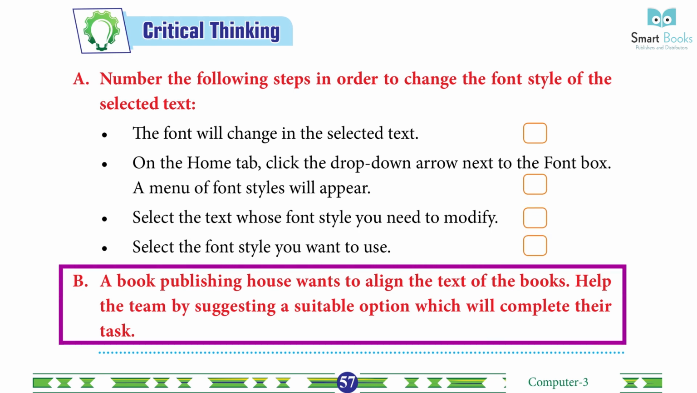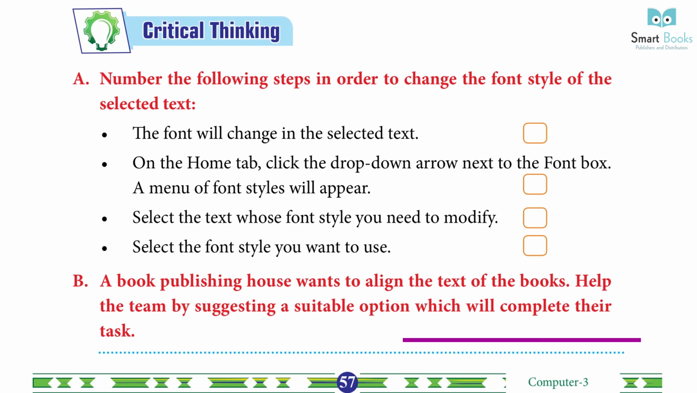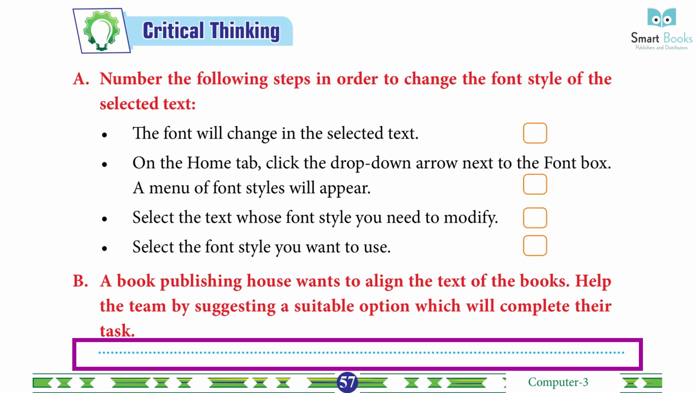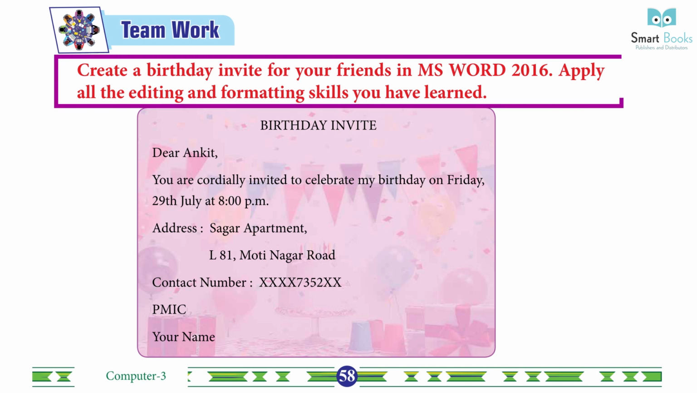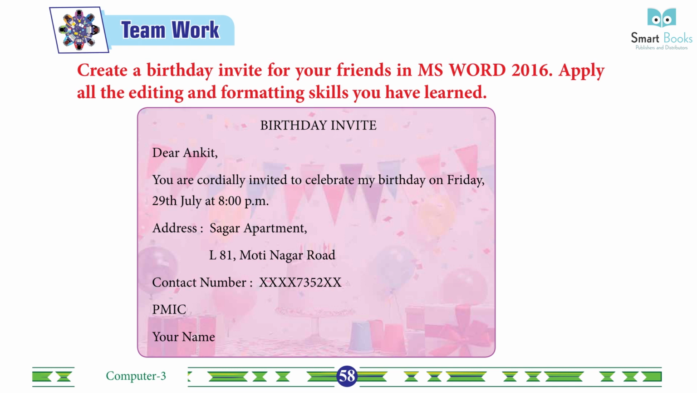B. A book publishing house wants to align the text of the books. Help the team by suggesting a suitable option which will complete their task. Answer: Use justify alignment. Teamwork. Create a birthday invite for your friends in MS Word 2016. Apply all the editing and formatting skills you have learned. Answer: Do it yourself.